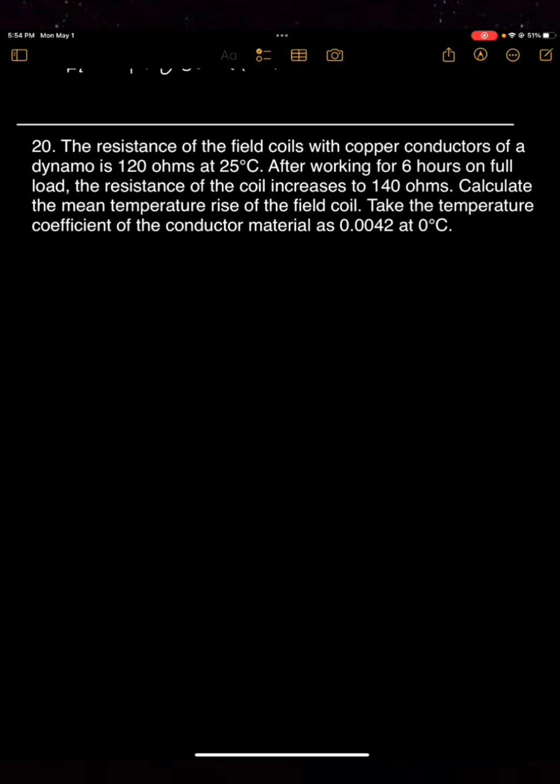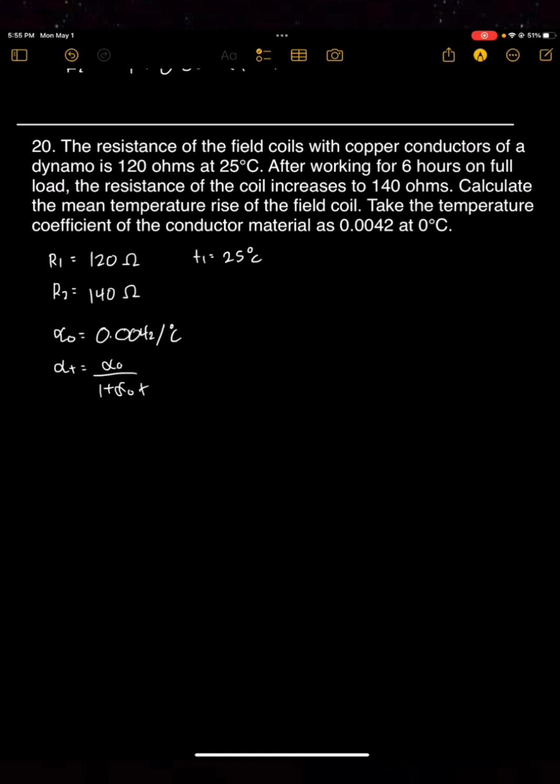In item 20, you first identify all the givens, which are: resistance 1 is equal to 120 ohms, resistance 2 is equal to 140 ohms, temperature 1 is equal to 25 degrees Celsius, and the rho initial is 0.0042 per degree Celsius, and RT is equal to R0 over 1 plus rho T. Now, we'll use the equation R2 over R1 is equal to 1 plus rho T2 over 1 plus rho T1.